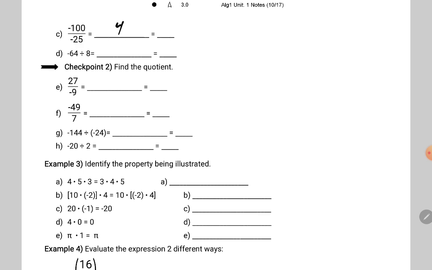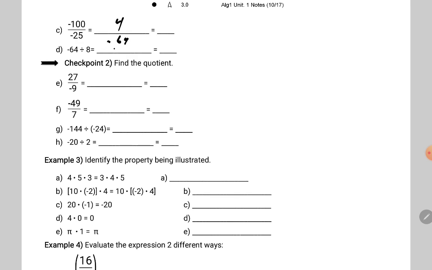Next we have negative 64 divided by 8. How many times does 8 go into 64? It goes into it 8 times, and then we're going to tack on the negative. How many times does 9 go into 27? 3. And then we tack on the negative. 7 goes into 49 7 times, tack on the negative.